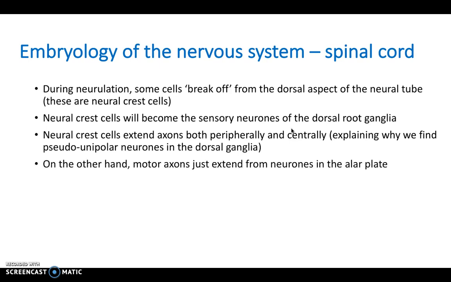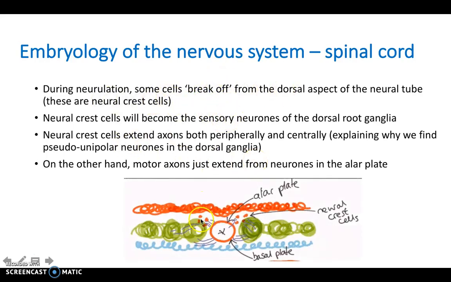On the other hand, motor axons just extend from the neurons in the alar plate. So quite simple. From the dorsal aspect, we get these neural crest cells, these are the sensory neurons, and from the alar plate, we get these motor axons, which just derive or extend from the alar plate itself.